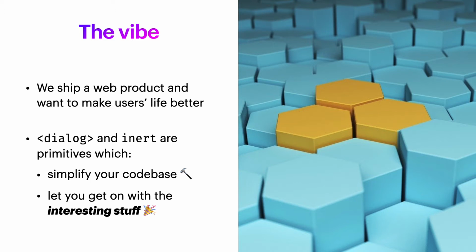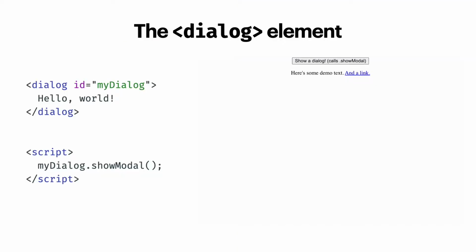So having new primitives in 2022 is really lovely, right? I can get rid of all this code and get on with the more interesting parts of my job, right? Not dealing with focus management, but actually writing applications that do interesting things. So the first component I'm going to talk about today is called the dialog element.